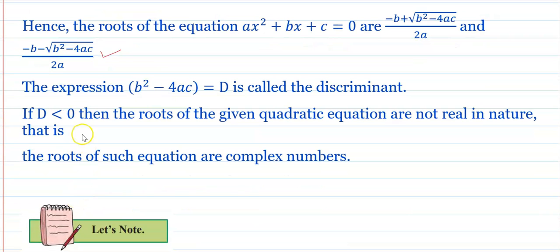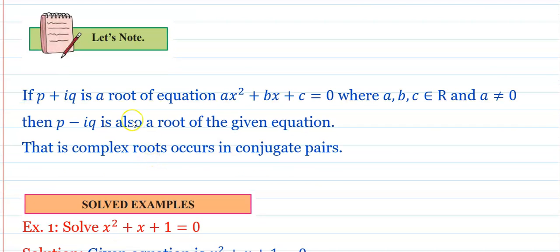If the D is less than 0, then the roots of the given quadratic equation are not real in nature. That is, the roots of such equations are complex numbers. That is the case when the value of D is less than 0.